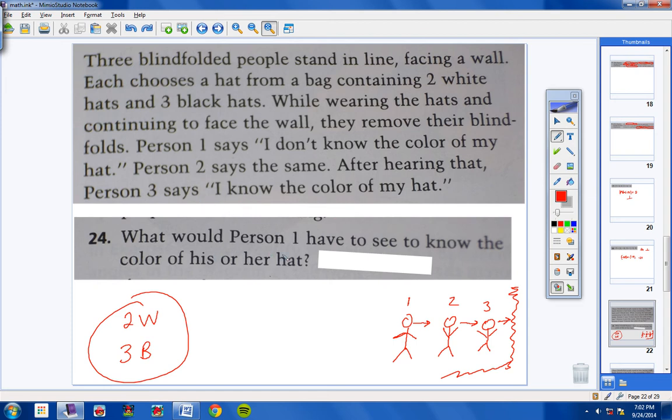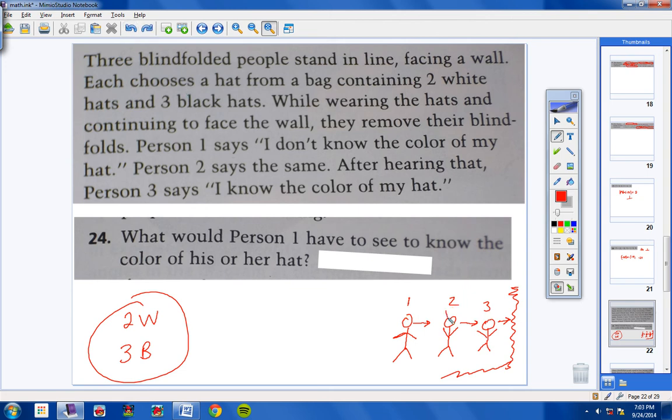Now, what would person 1 have to see to know the color of his or her hat? Now, think about this for a second, students. And this really isn't too hard to figure out. If he saw a white hat here or a black hat here, he would have no idea what his hat was. No idea. Because it could be a white or it could be a black. If he saw a black hat here and a white hat here, he would have no idea what his hat is because it could be a black or a white. If he saw a black hat here and a black hat here, he would still have no idea what his hat was because he knew there were 3 black hats, so his hat could be black or it could be white.